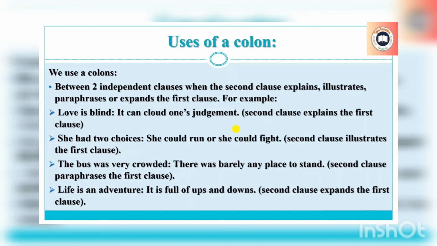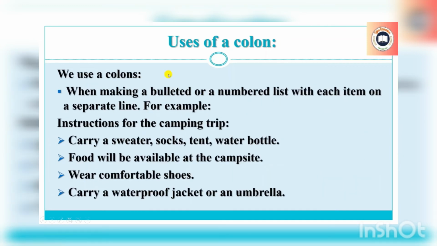Let's take a look at the final example. Life is an adventure. It is full of ups and downs. So here the second clause is simply expanding on the first clause. It is contributing to the idea of life being an adventure by saying that it is an adventure because it is full of ups and downs. So in this case as well, we will place a colon between the first and the second clauses. Now we will move on to the final use of the colon.